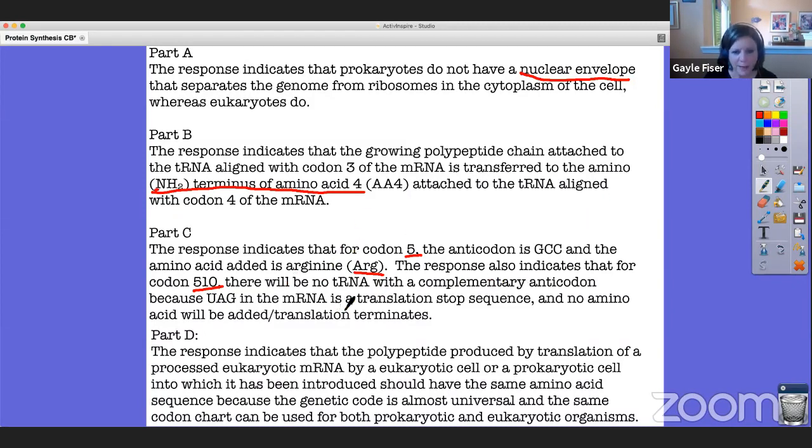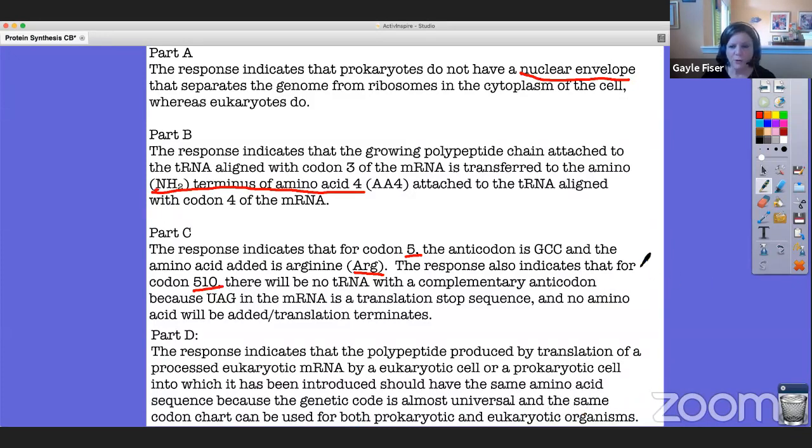There's no stop, okay? All right, and then D, the response indicates that the polypeptide produced by translation of a processed eukaryotic messenger RNA by a eukaryotic cell or a prokaryotic cell into which it has been introduced should have the same amino acid sequence because the genetic code is almost universal and the same codon chart can be used for both prokaryotic and eukaryotic organisms.